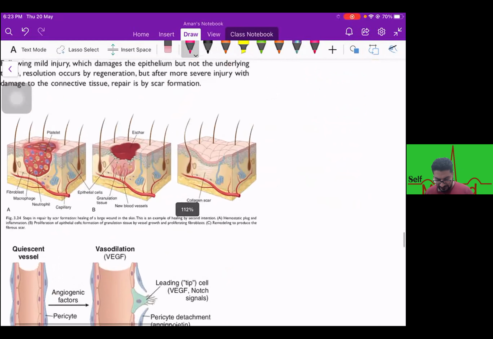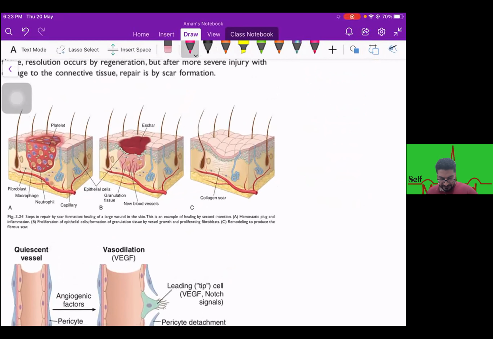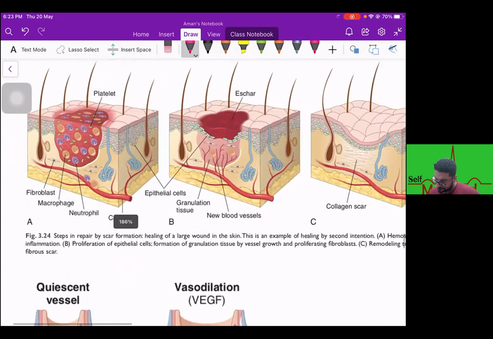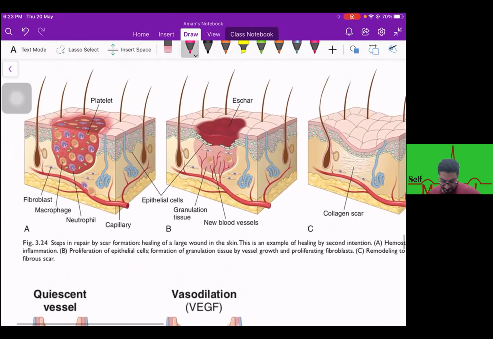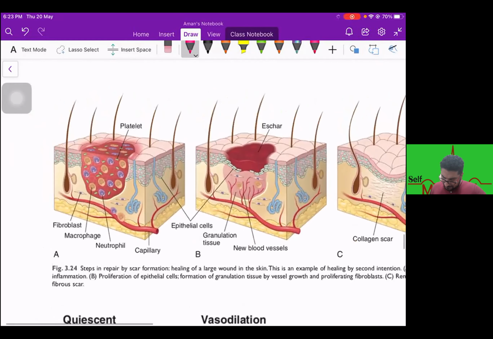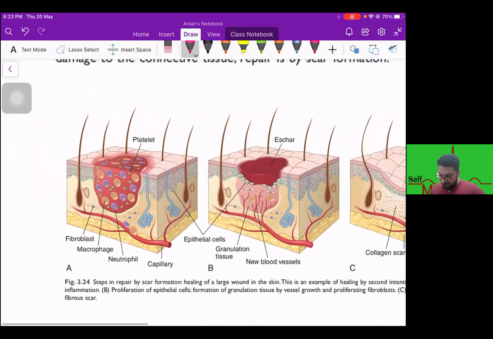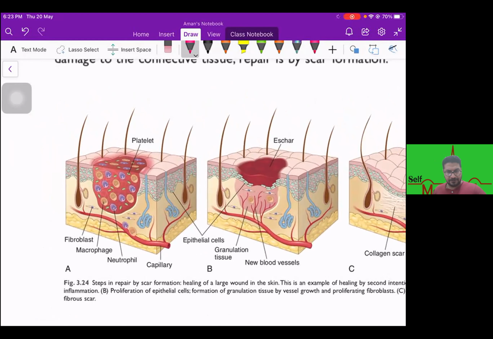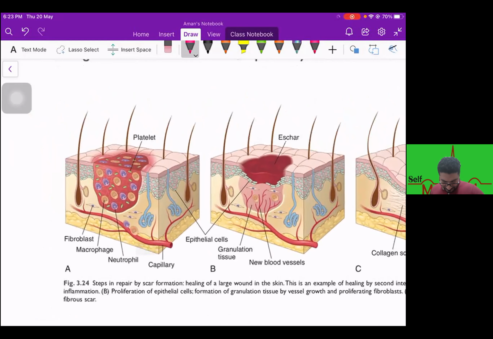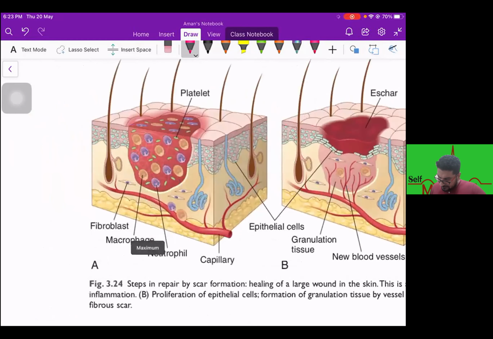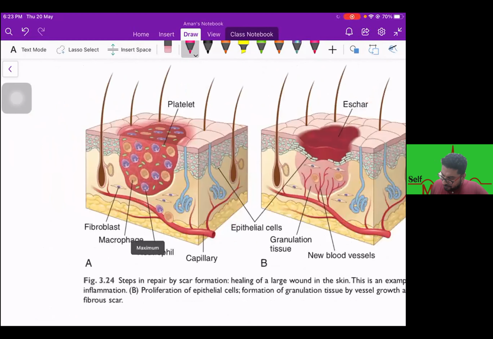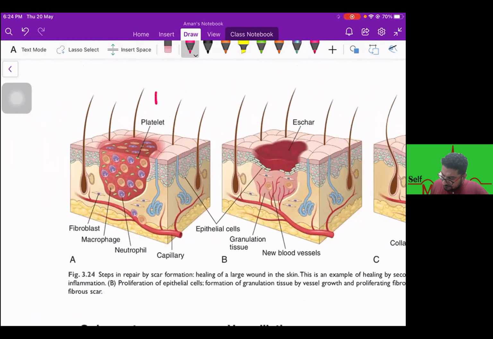Okay, you can see there are certain stages. These are the steps of scar formation, so understand this. The first step, step number 1, in front of you, you will see a fibroblast, macrophage, neutrophil, and capillary. You can see this stage. Here the platelets will accumulate and form a platelet plug. So the first stage will be a platelet plug, right?